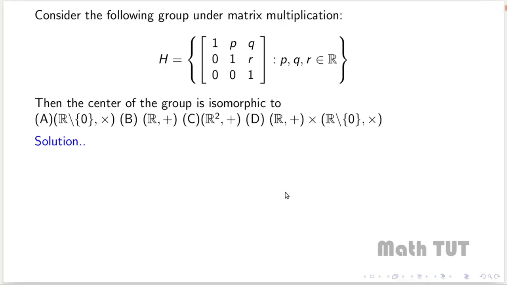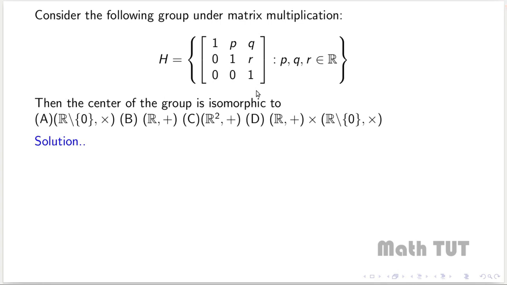So the first question is, we are asked to find the center of a particular group given to you, and to check whether it's isomorphic to some particular structure given there. You can see here we are given a group under multiplication of 3 by 3 matrices, upper triangular matrices with all diagonal entries 1. This group is nothing but the Heisenberg group, which you might be familiar with.